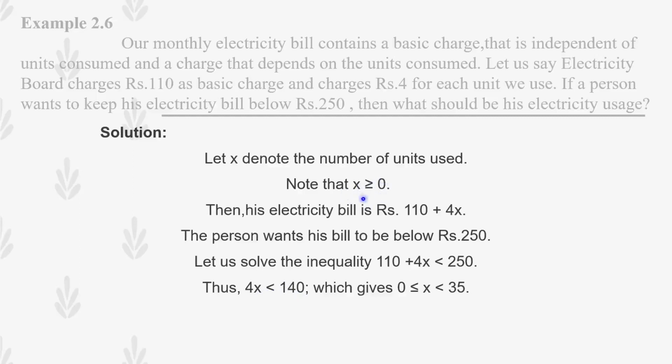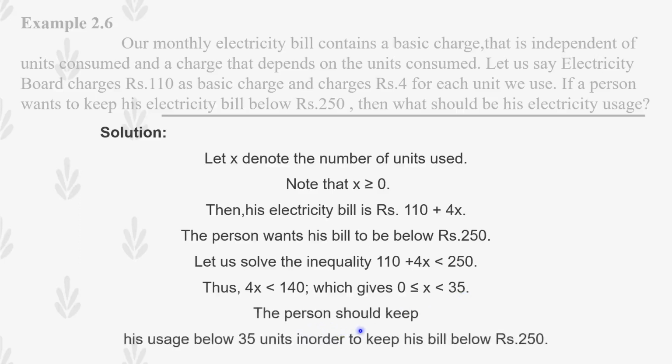Already we know x must be greater than or equal to 0. So the x value must lie between 0 and 35 alone. Therefore, the person should keep his usage below 35 units in order to keep his bill below rupees 250. So this is the solution for this sum.